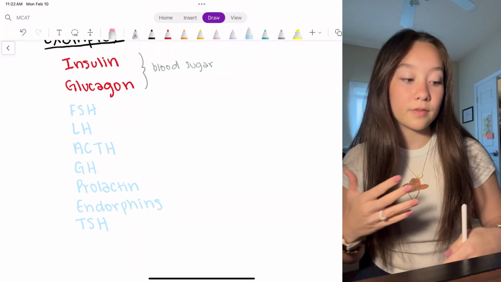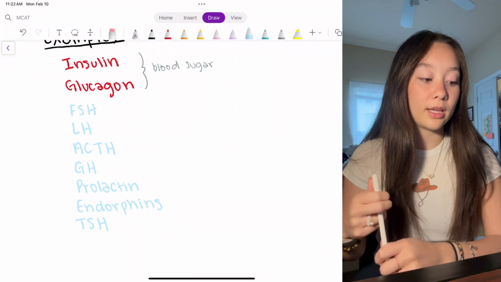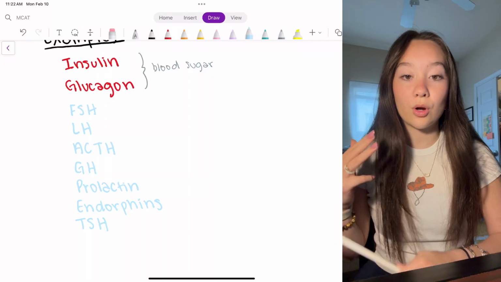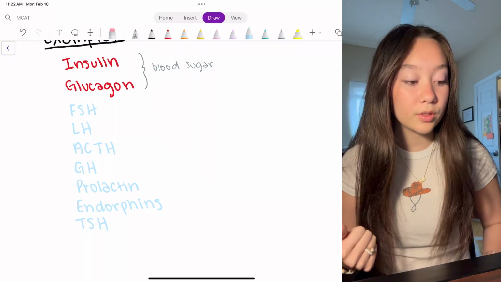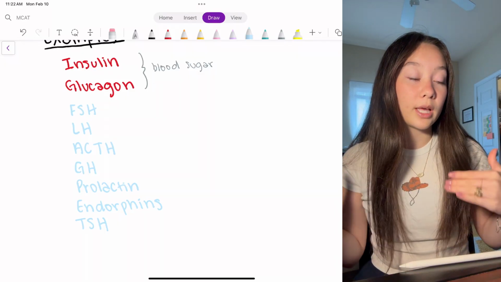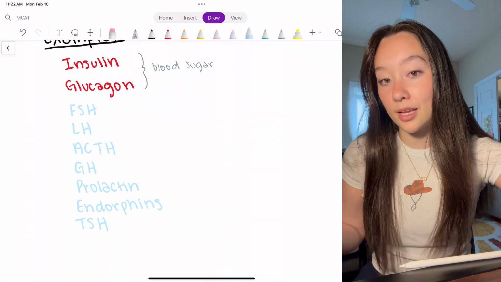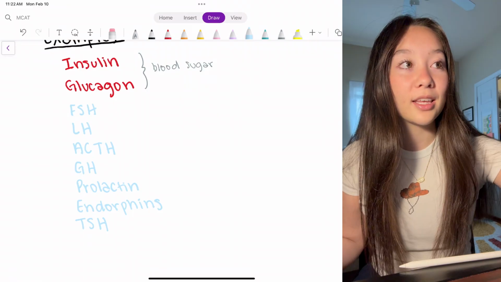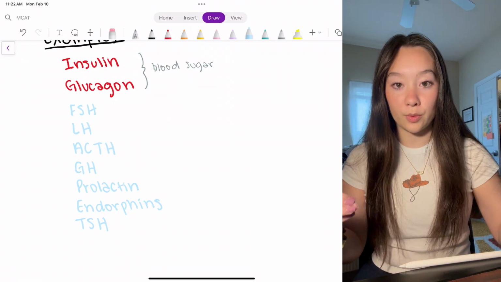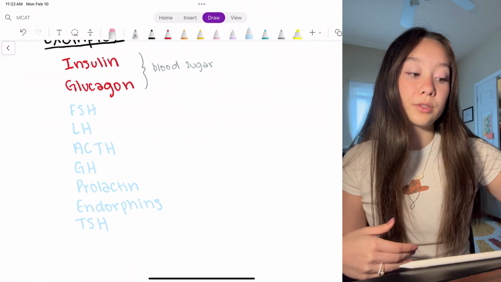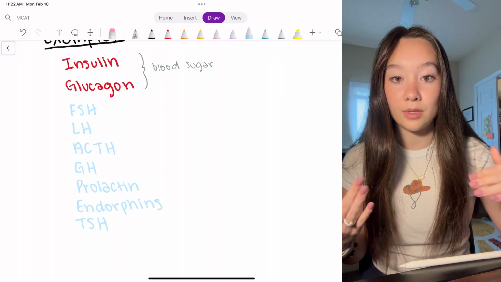So these can have varying effects. FSH, LH, prolactin, those are all going to be more reproductive hormones. And then endorphins, which are like our natural opioid-like peptides. These can act as pain relievers and stuff like that. But this is all from the posterior pituitary, and we'll go over how to remember some of these in a second.